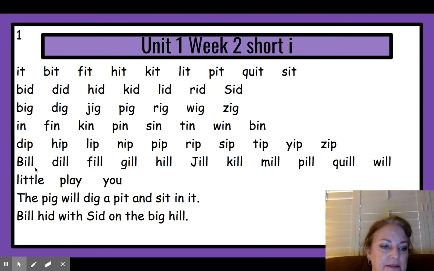B-ill, bill, bill. D-ill, dill, dill. Fill, fill, fill. G-ill, gill, gill. Hill, hill, hill. J-ill, Jill, Jill. Kill, kill, kill. Mill, mill, mill. Pill, pill, pill. Quill, quill, quill. Will, will, will. Get this word in your head.